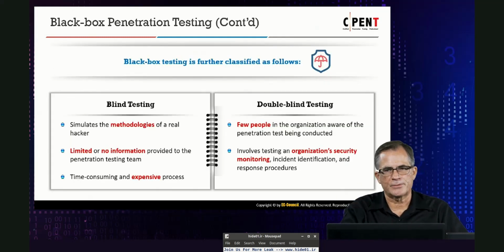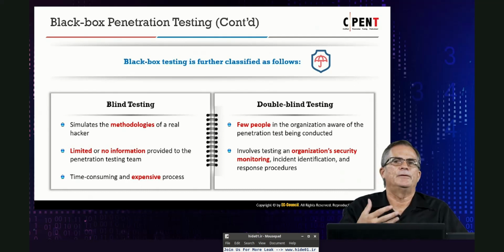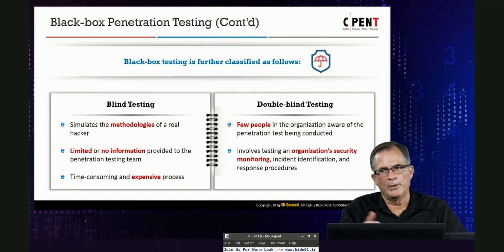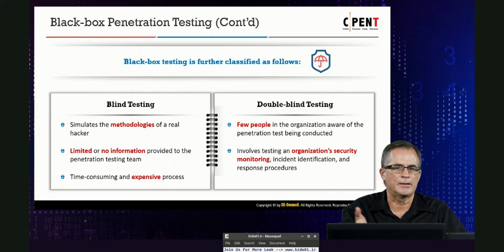And we've got two types that we talk about. We've got blind, in the methodology of a real hacker, right? And then double blind, where nobody knows it's coming, right? Very few in the organization know it's coming. But we're testing the monitoring to see: do they see when we're doing the testing and we're coming? In blind testing methodologies, the penetration testing team has limited or no information, and it's time consuming and expensive. Double blind is where we're testing it and very few people know about it. So those are the two main black box further classifications.